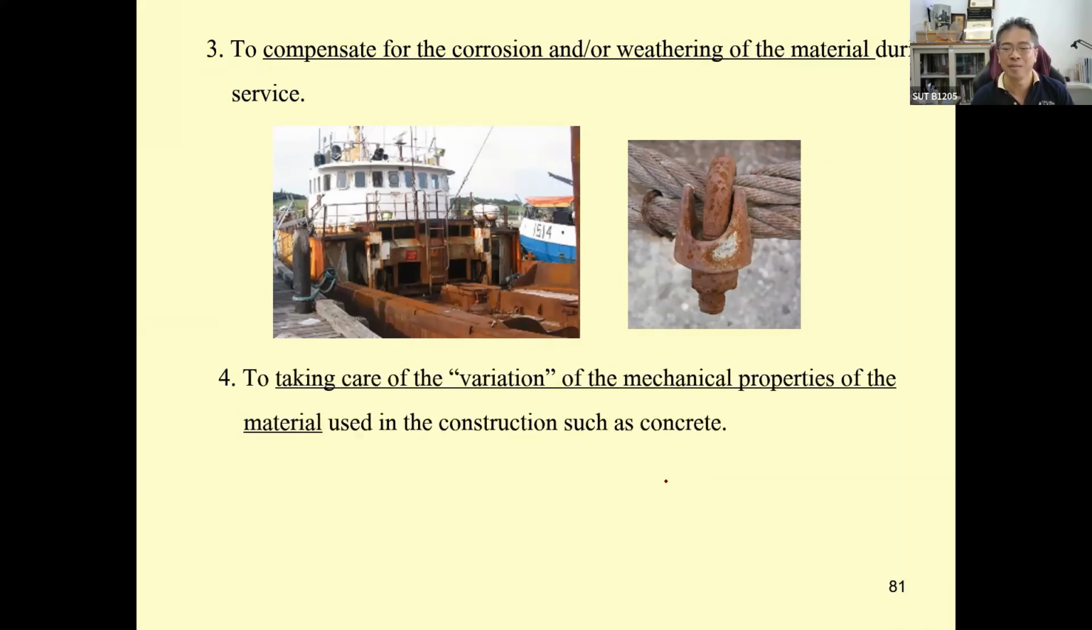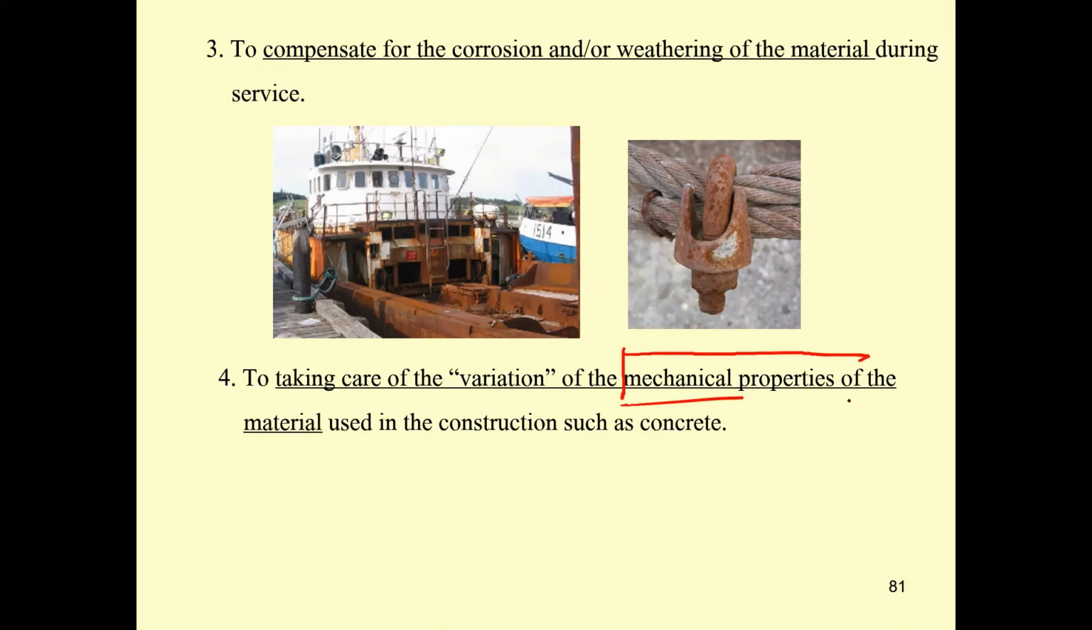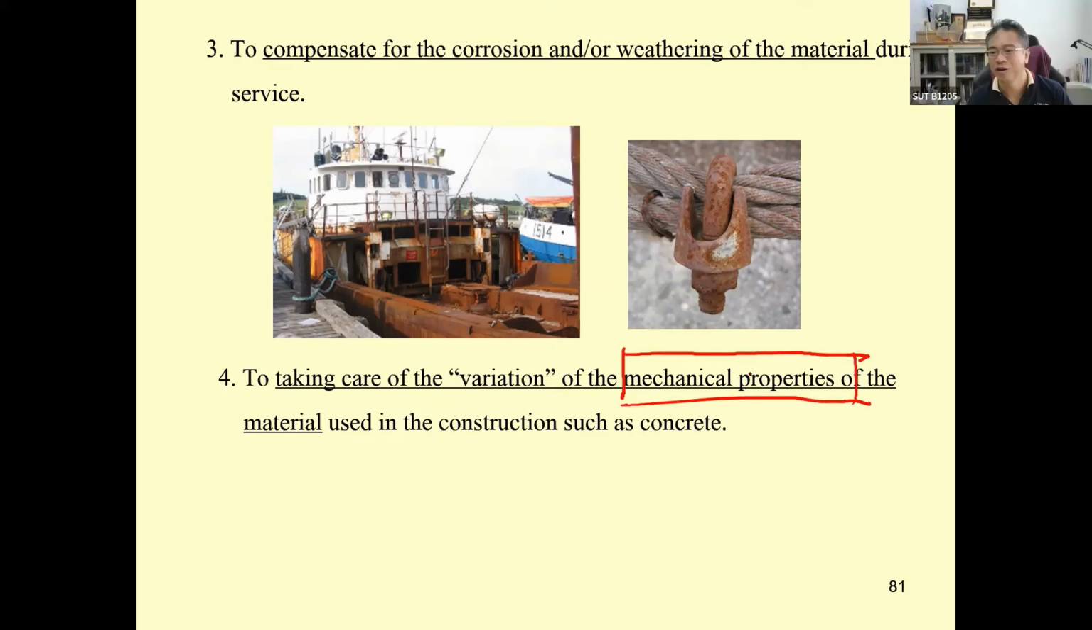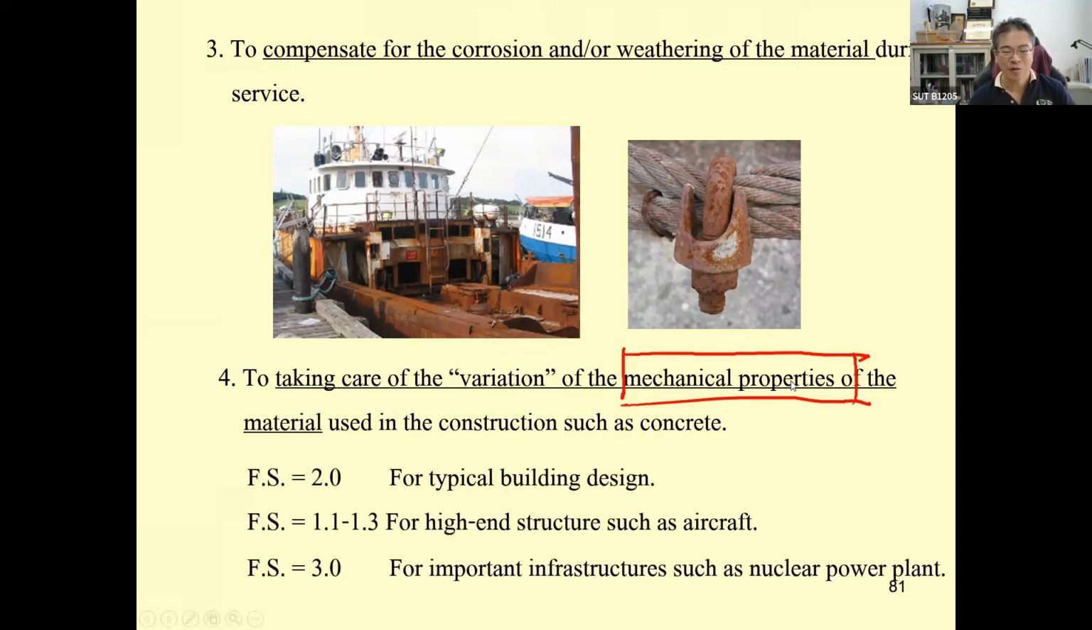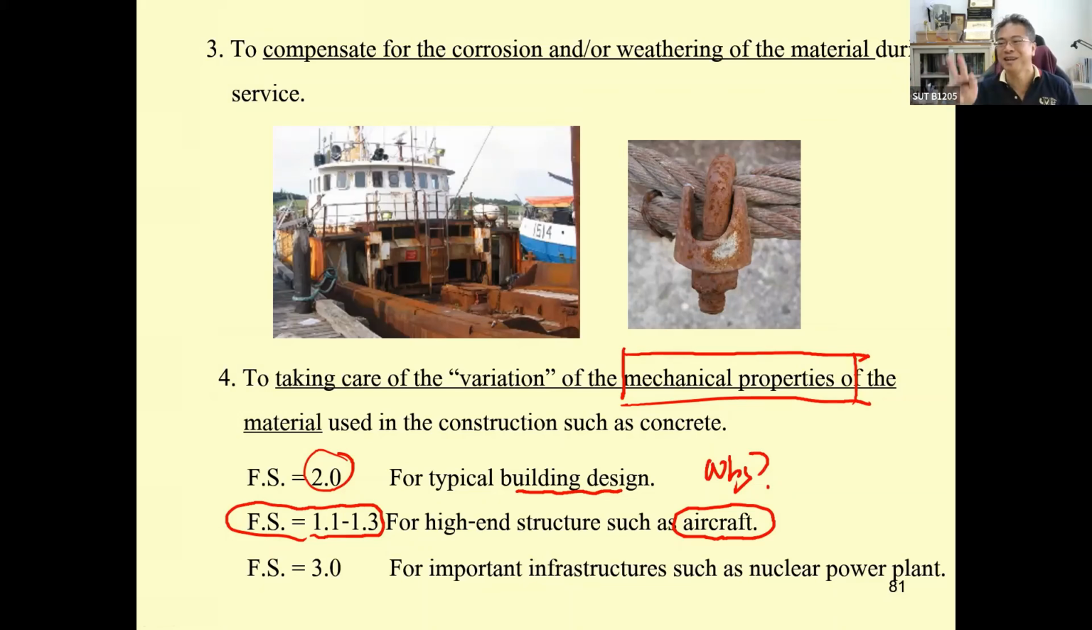Another one, the material itself can have some variation. So the factor of safety will take care of that variation. Okay, and for the factor of safety in building design, you may use only 2.0. When you build some kind of aircraft, the factor of safety is reduced. Why? When you build a building or a factory, the factor of safety is 2. But when you use it for aircraft, the factor of safety is reduced. So aircraft is more dangerous than a building.